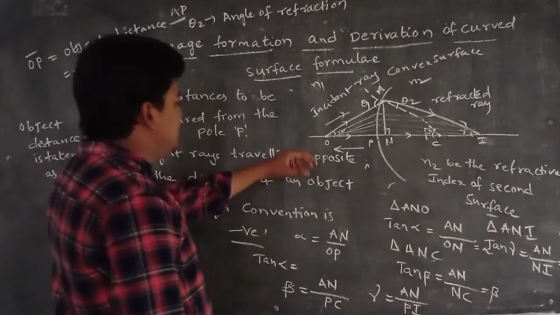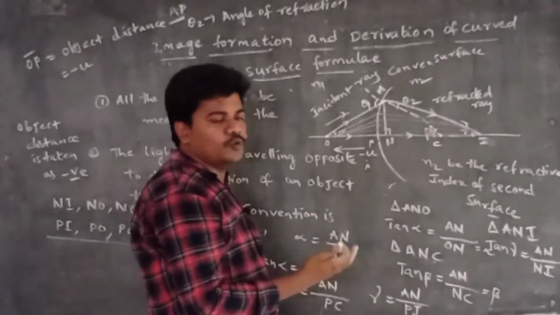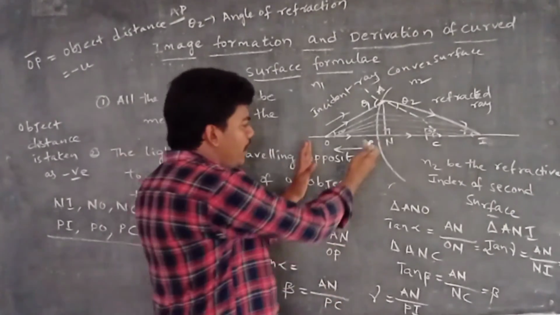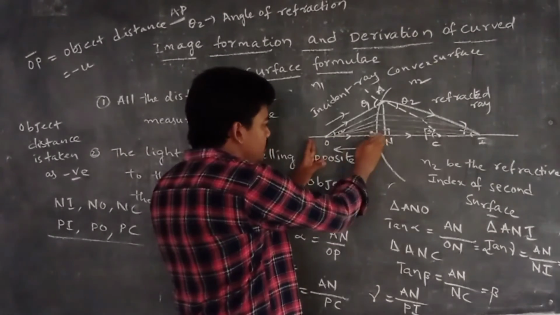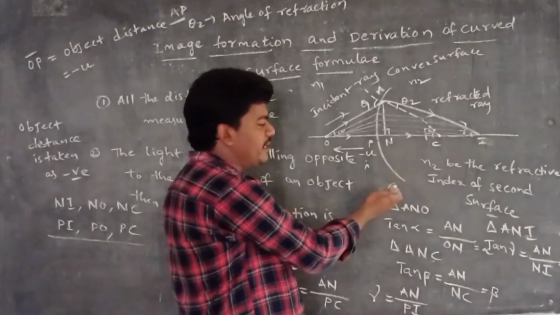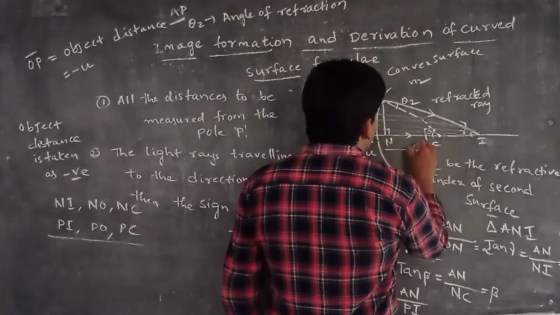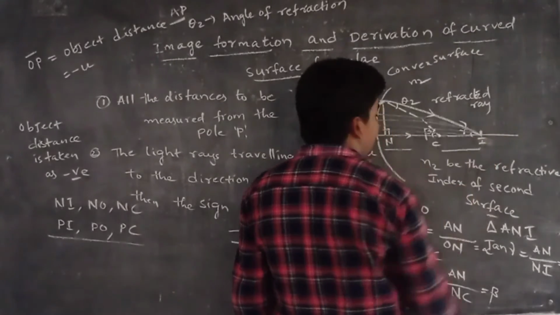This is taken as minus U. OP is taken as the object distance. We have to measure all the object distances from the pole. This is the pole and this is the object. Object distance is measured with the small letter U, and the image distance from PI. The image is formed at a point I.